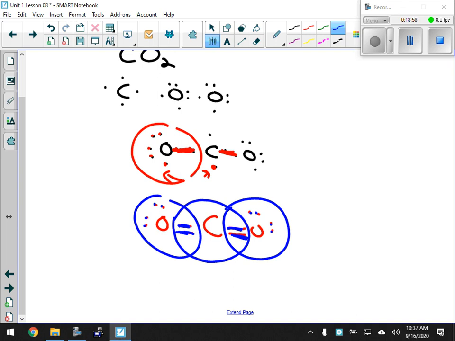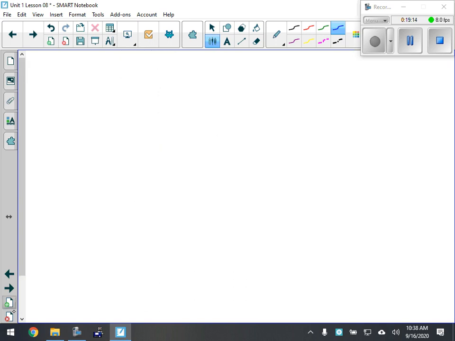This would actually be a linear diagram. This is actually true. This is linear, okay? And that would be very different than water, okay? All right? So sometimes we might have to put double bonds there. If you want to add up electrons, I'll show you that real quick here too.